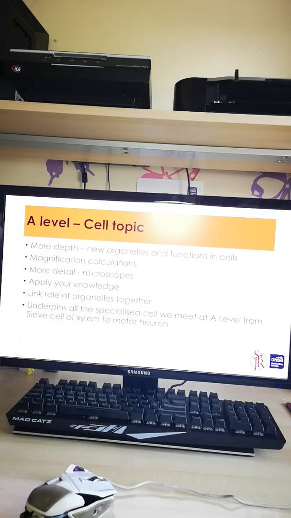Okay, so what have you got to look forward to studying cells at A-level? Well, as you can see from our recap, you already know loads of things about the differences between subcellular structures within plants, animals, and prokaryotic cells, which are bacteria. But when you come to John Rigby and you study A-level biology with us, we're going to take you to much greater depth. You're going to get introduced to new organelles, so new subcellular structures and their functions within the cells.